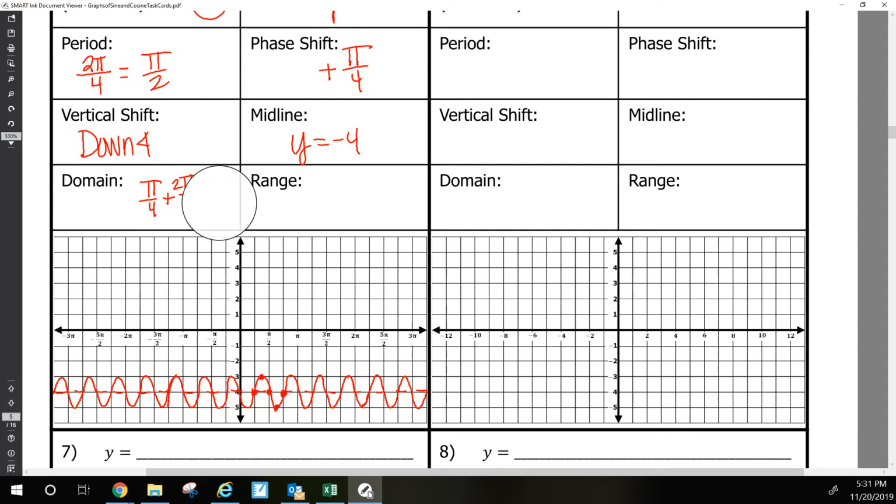What's the domain for any trig function, or sorry, any sine or cosine function? Negative infinity to positive infinity. Our range for this one is negative 5 to negative 3.